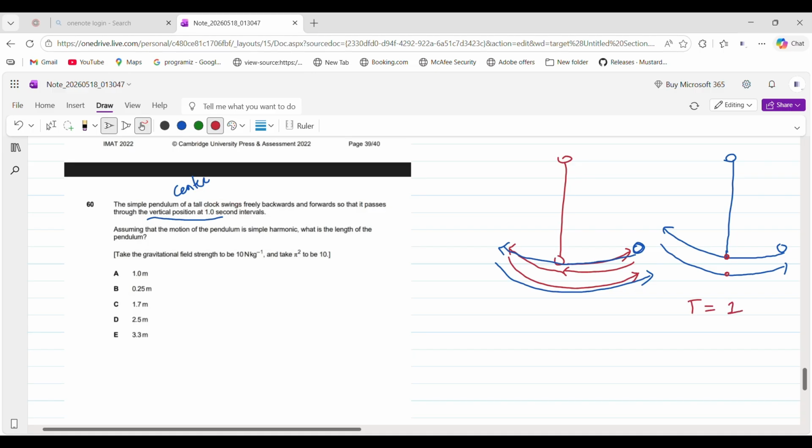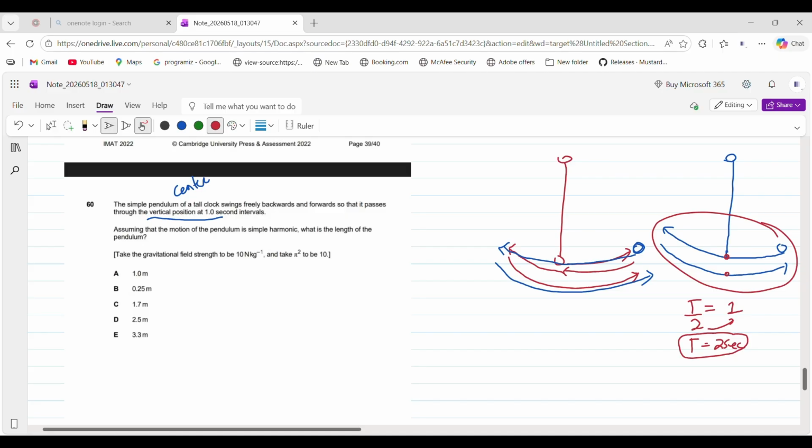So 1.0 second means 1 second, and it has come to the center 2 times. So T by 2 is 1, and we need the time period, so 2 multiplied by 1 is 2. So 2 seconds is my time period, which means the time required to complete one cycle is the time period. This one cycle is completed in 2 seconds.